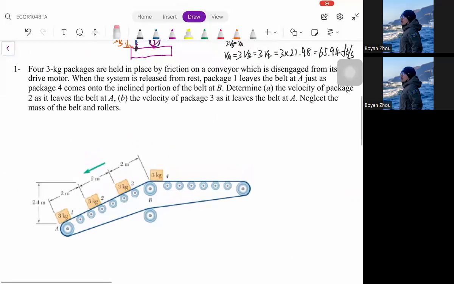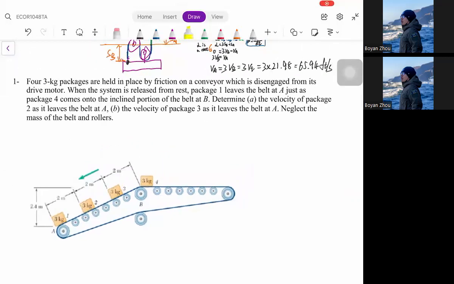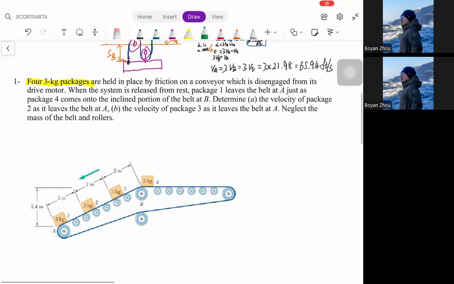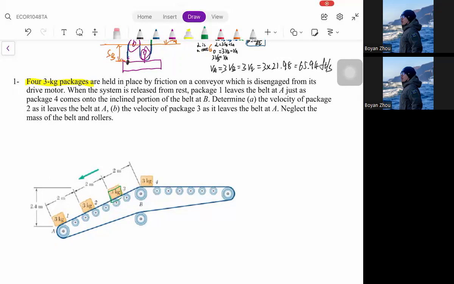So let's read the question together. We have 3 kilogram packages, 1, 2, 3, 4. It's held in place by friction. That means when you put those blocks on there, they're not going to slide through the cable or the belt, not going to slide down, so it's fixed in this location. And also the belt is disengaged from the drive motor, meaning the motor is not moving, the belt is just going to move by the potential energy. And the system is released from rest.